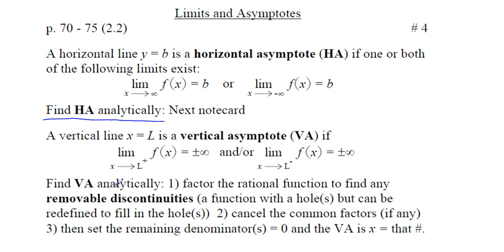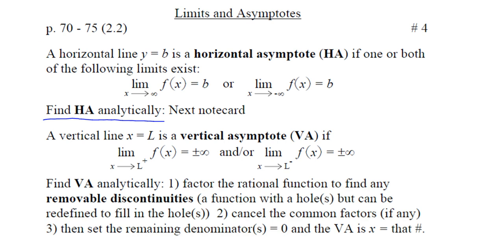And it says, let's find VA analytically. 1, factor the rational function to find any removable discontinuities, a function with a hole, but can be redefined to fill in the hole. 2, cancel common factors if any, then set the remaining denominator equal to 0, and the vertical asymptote is x equals that number when you solve for setting the denominator equal to 0.